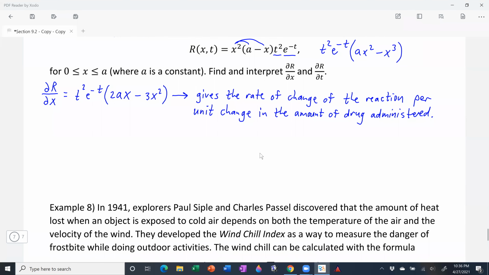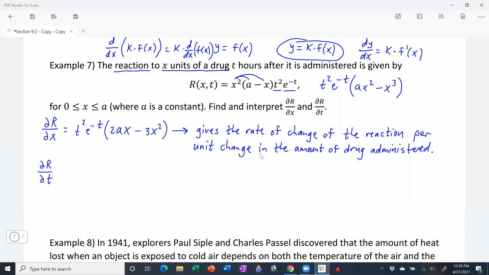So now let's work on the partial of R with respect to time. Just thinking ahead about this, it should give the rate of change of the reaction per unit change in the time in hours. They did say in hours, so we could probably be a little bit more specific. Instead of saying per unit change in time, we could probably say per 1 hour after it's administered. I'm getting ahead of myself there, but I just want to get the mind thinking about what this is actually going to represent. So let's work this one out.